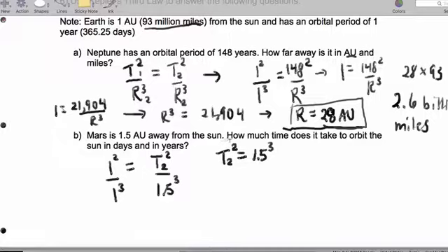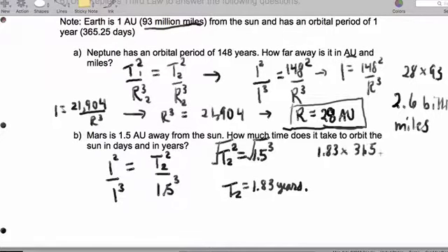And when we actually isolate T by taking the square root of both sides, we're going to get that T2 is about 1.83 years. And when we take 1.83 and times it by 365.25 days, we're going to end up getting about 671 days. Awesome. So that is where F period ends their practice test.